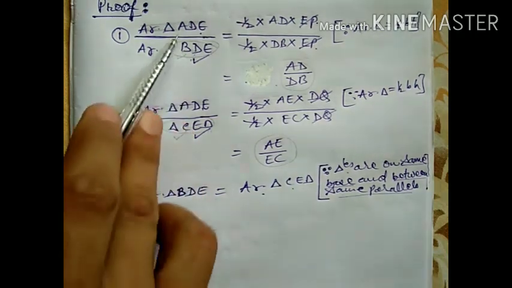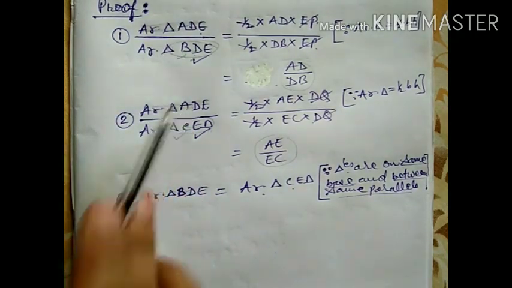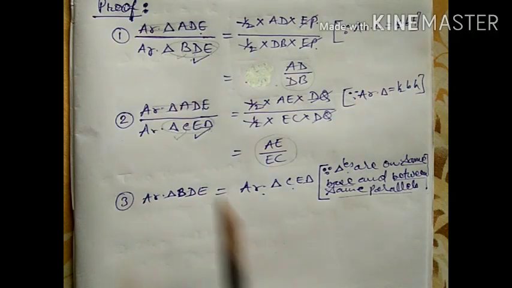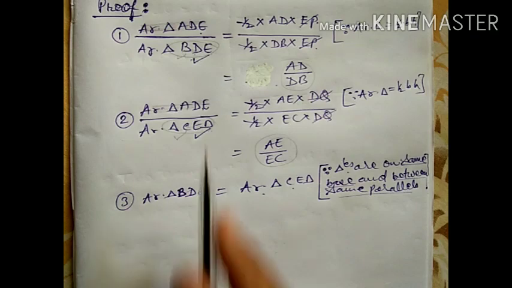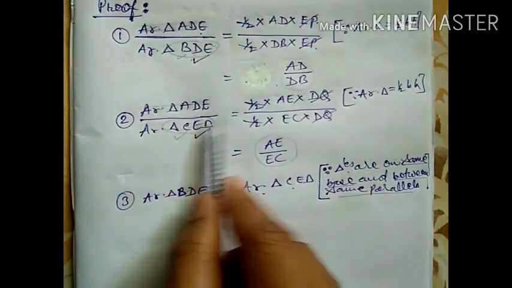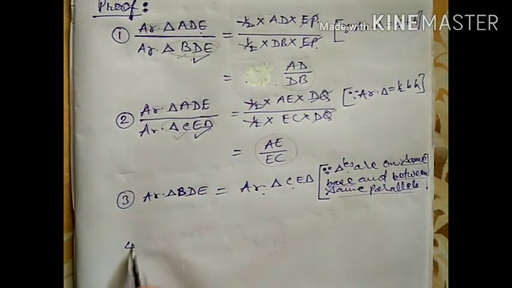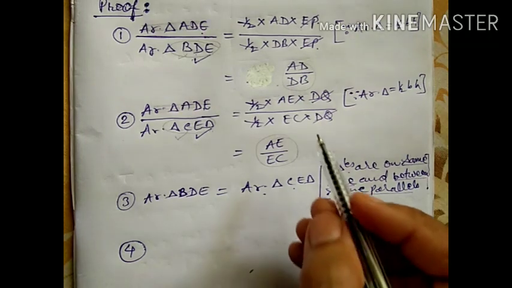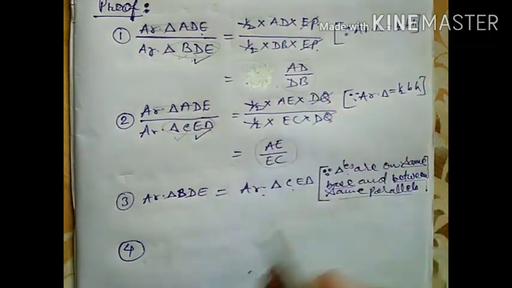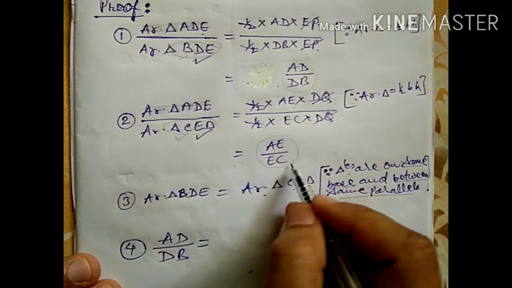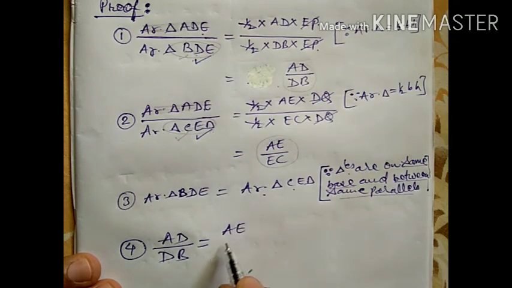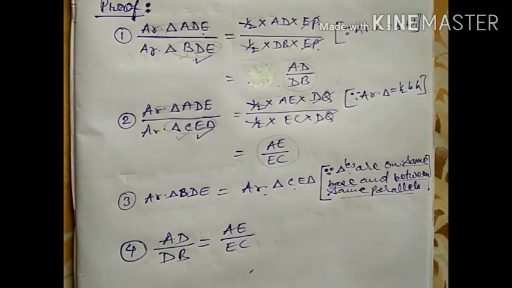And we already know that ADE and ADE are equal. So what do we conclude from here? Left side is equal. So if the left hand side is equal, then we can say the right hand sides are also equal. Number 4, we can write the right hand side equal. What is the right hand side? AD by DB is equal to AE by EC. So that's what we had to prove.